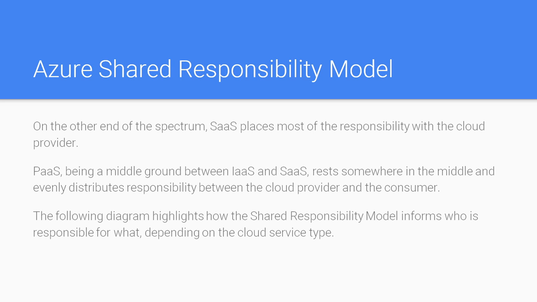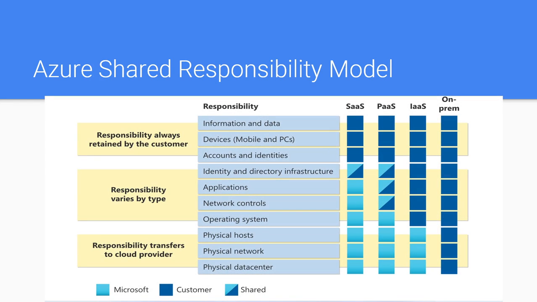The following diagram highlights how the shared responsibility model informs who is responsible for what, depending on the cloud service type. Okay? So here you can see the responsibility: we have Microsoft, we have the customer, and this means shared. Now, the responsibility always retained by the customer. Here you can see information and data, devices, mobile and PC, accounts and identity. For information and data, you can see that for SaaS, it is the customer. For PaaS, it is the customer. Everything here is the customer's responsibility.